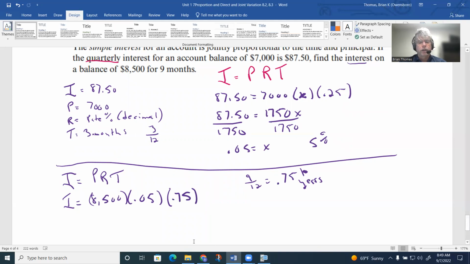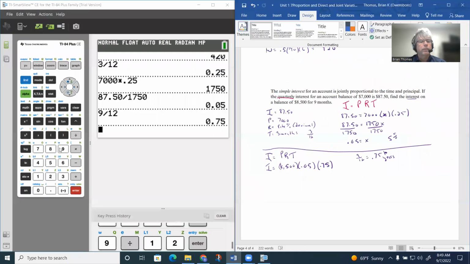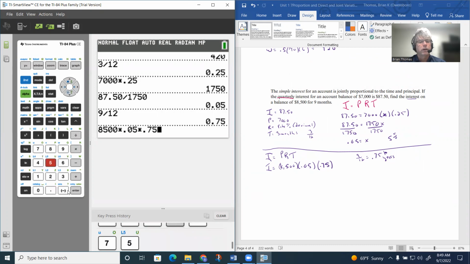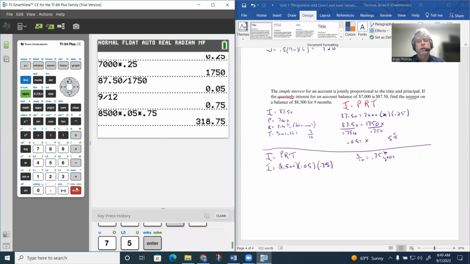So if we put that all together, we can go then 8,500 times then the 0.05, which was our interest rate that we found, times then the 0.75. That gives us then $318.75.